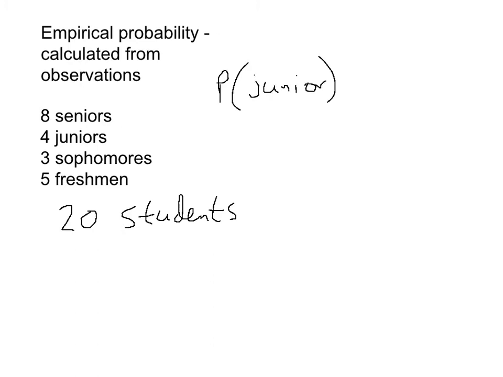Empirical probabilities are calculated from observations. Suppose, for instance, we have a class that has 8 seniors, 4 juniors, 3 sophomores, and 5 freshmen. This would give us a total of 20 students. So we would estimate then from this group that the probability that a junior would be selected from a group of students at this university would be 4 out of 20, or 1/5, or 0.20.